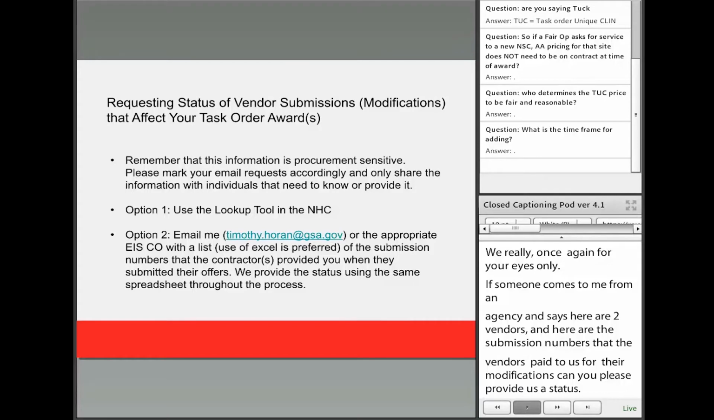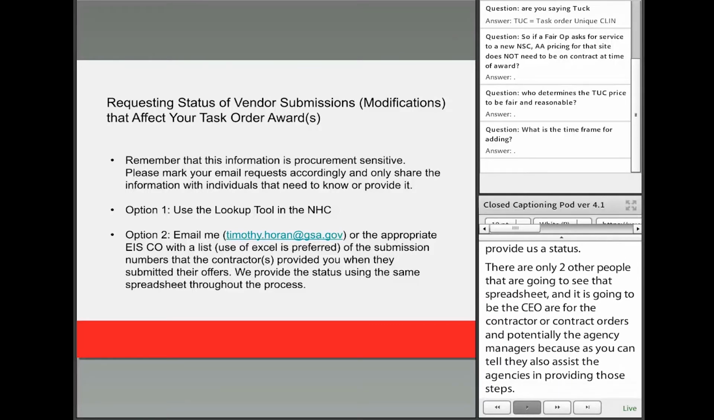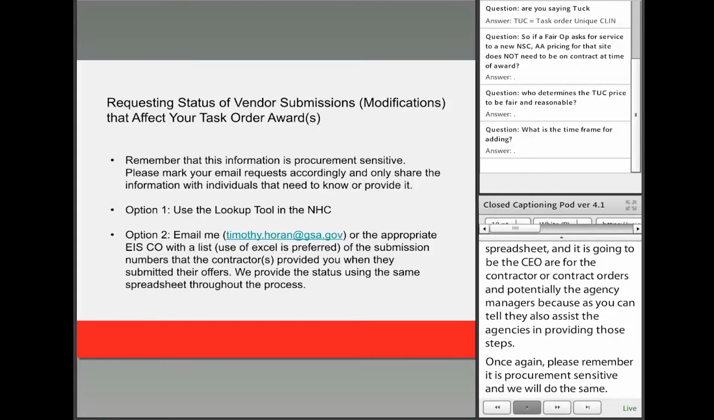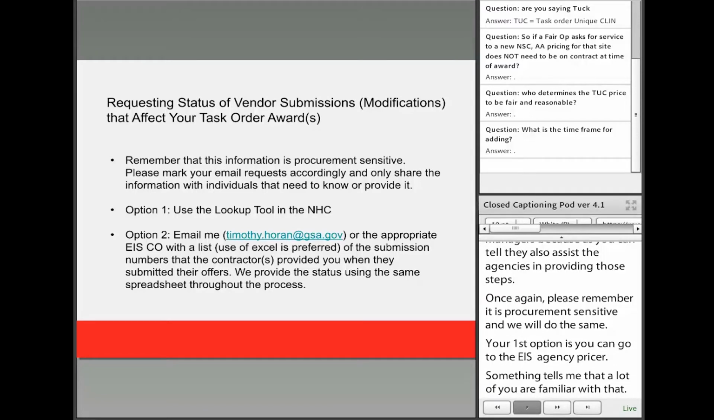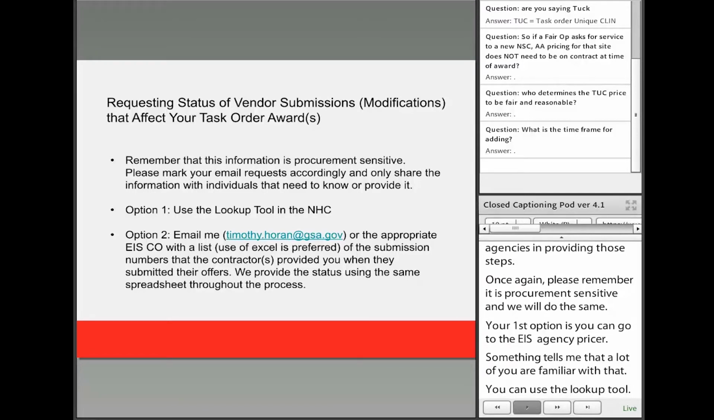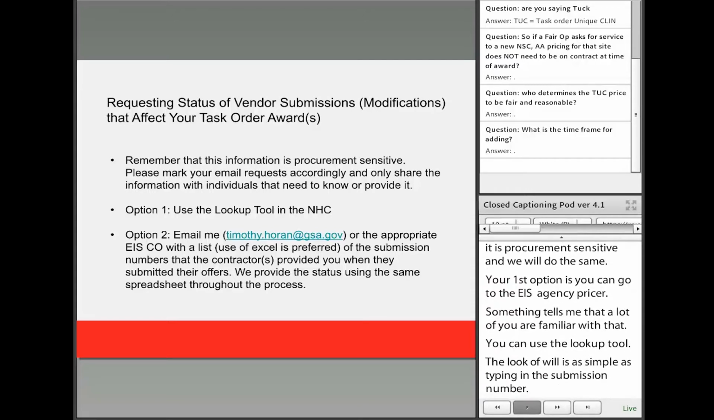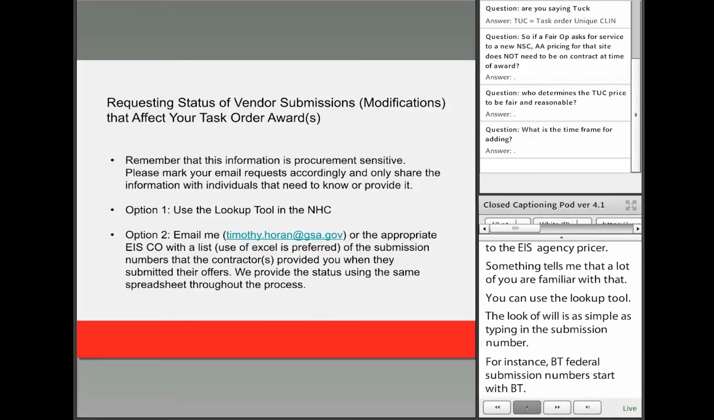So your first option, you can go to the EIS agency pricer on the NHC. Something tells me a lot of you are familiar with that. You can use the lookup tool, and the lookup tool is as simple as typing in the submission number. For instance, BT federal submission numbers start with BT, followed by a few zeros, followed by a sequential number that started at 100 and it's up over 700 now. And it will tell you the status.